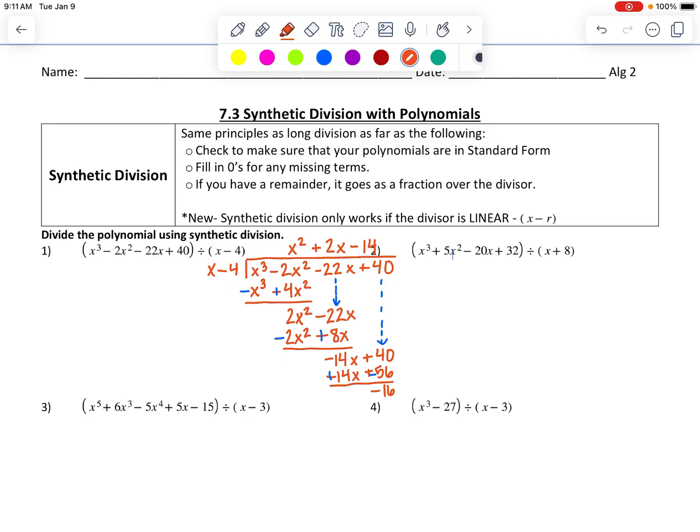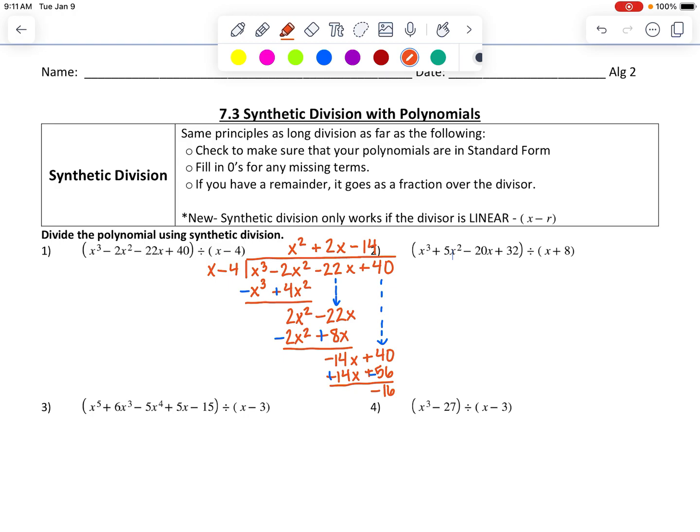So when we're using synthetic division, we want to check to make sure that our polynomials are in standard form. We would still want to fill in zeros for any missing terms, just like we did with long division. And then we're going to still write our answer. If we have a remainder, it's going to go in a fraction over that divisor. So writing the answer, setting up the problem is very similar, but it'll look a little different for that solving process.